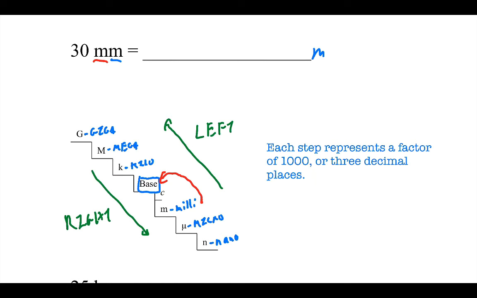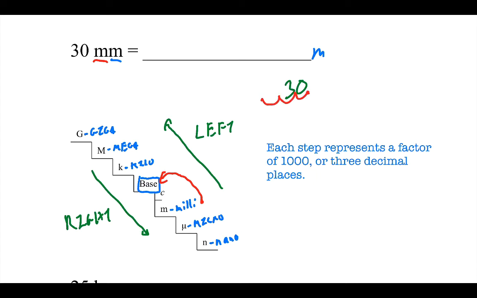Okay, so I want to convert 30 millimeters into meters. Well, I start off with 30. Again, I am at milli. I'm going to go to the base, which is 1 step, or 3 decimal places. It's also heading left. So what that means is I need to move my decimal 3 places to the left. So 30, well, my decimal is hiding out here at the end by the 0. So that means I need to move it 1, 2, 3 to the left.